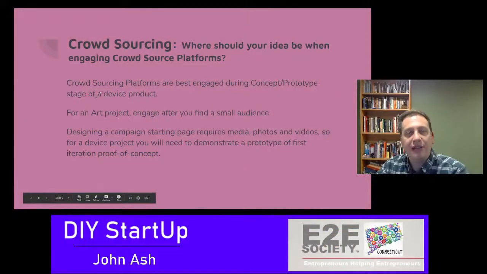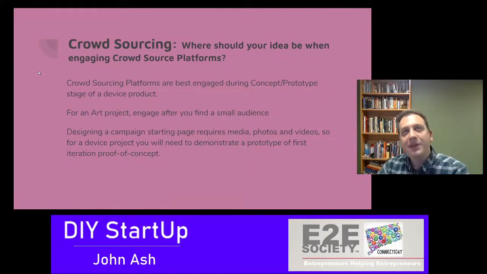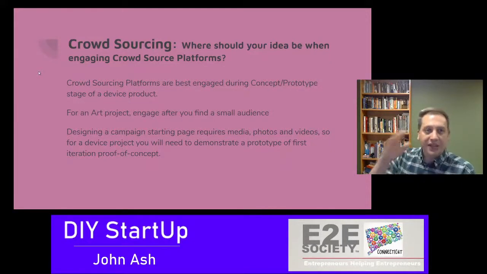So when you're thinking about doing a crowdsourcing campaign, where should your idea be when you're engaging crowdsourcing platforms? You want to make an app, a web service, a device, an art project. Where exactly should you be in the process before you start thinking about making a campaign? They're best engaged during the concept and prototype stage of a device product.